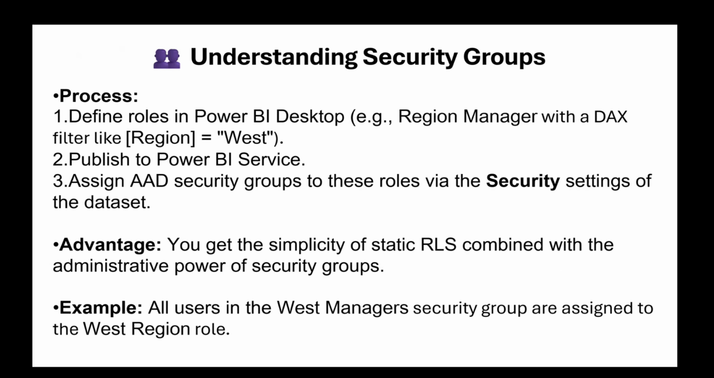Now, what is the process when it comes to working with security groups for static row-level security? You define the roles in Power BI Desktop. For example, you say regional manager with a DAX filter like region equals West. Now you publish it to Power BI service and you assign the security group to the roles via the security settings of the datasets. I'm still going to show you that in practical.